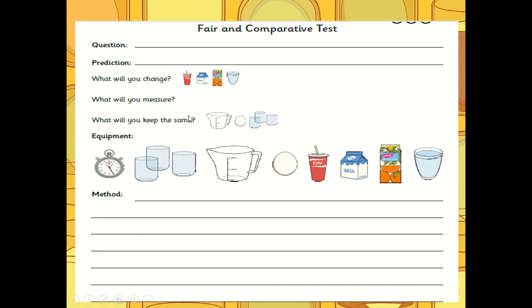Okay, so we're going to have to keep certain things the same, aren't we? So what will we keep the same? Okay, obviously our containers, and you might be thinking, what's this? Okay, now this is an egg. Now the reason we're going to use an egg in this experiment is because the shell of an egg kind of acts like teeth. It's made of a similar material. The enamel on our teeth is quite similar to an egg.